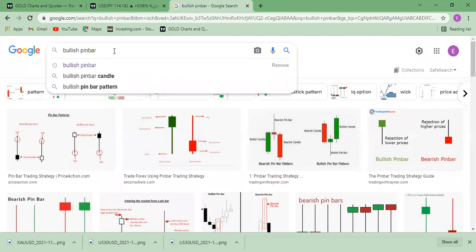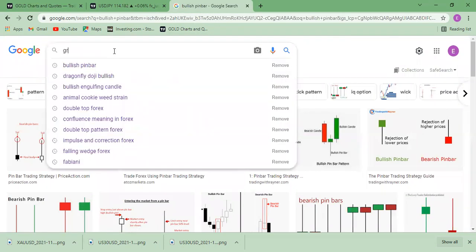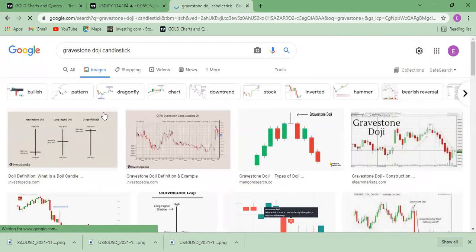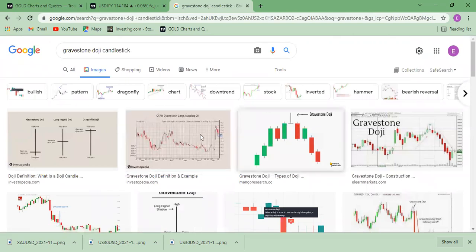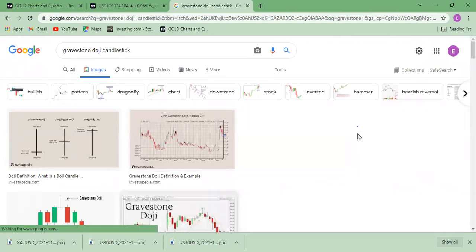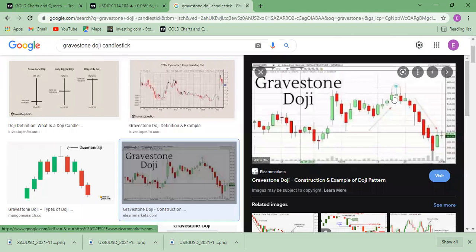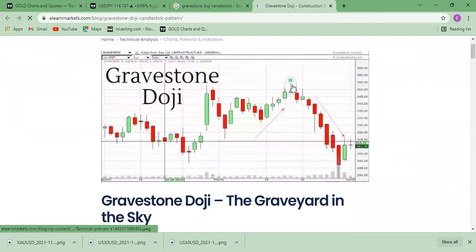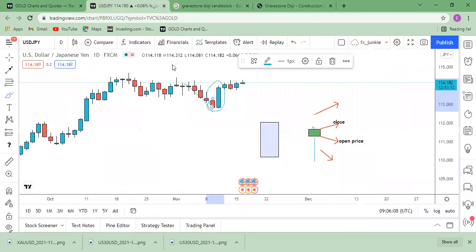I'm gonna show how a gravestone looks like. Gravestone candlestick. There we go. There is the gravestone right there. It's exactly what I explained. And then if we put the wick on top of the gravestone.